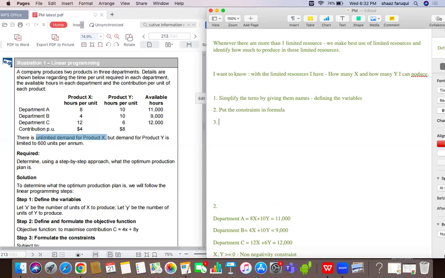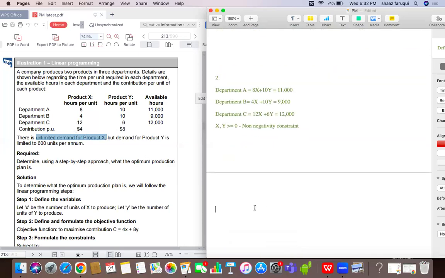Third is I will put my objective in a formula. How do I put my objective in a formula? See, each x gives me $12 contribution. My third step is to put my objective in the formula. 12 is the contribution for each x. I don't know how many x's I'm making, but the number of x's is denoted by the letter x. 12x, I'm so sorry.